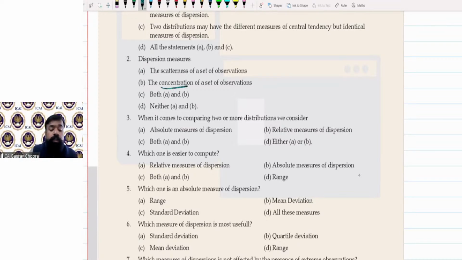Whereas concentration means a central value, a positional value which is average. So option number B will be wrong. Correct is option number A.